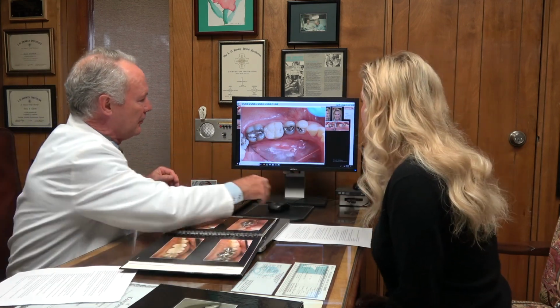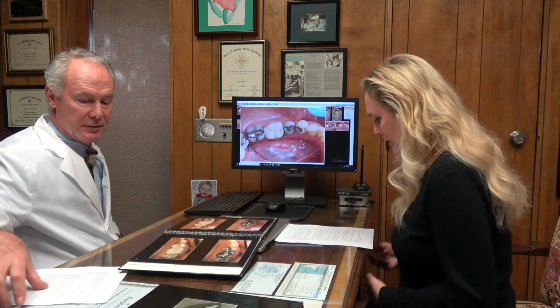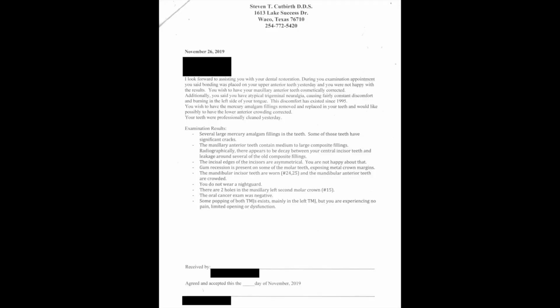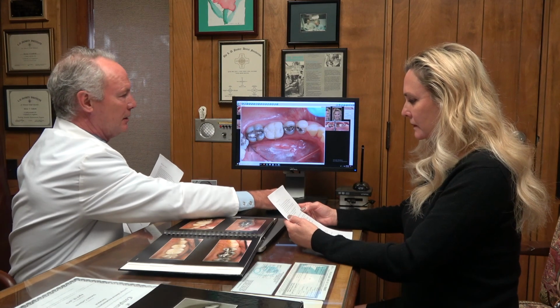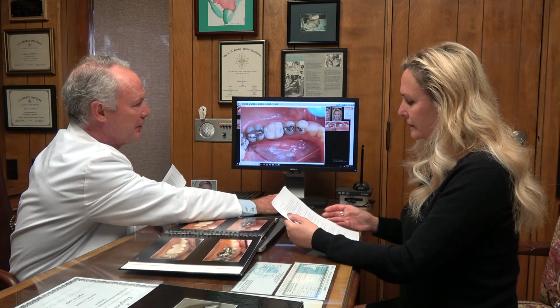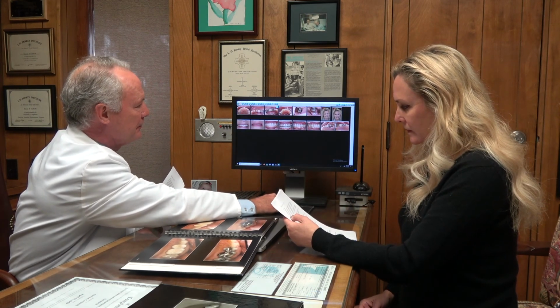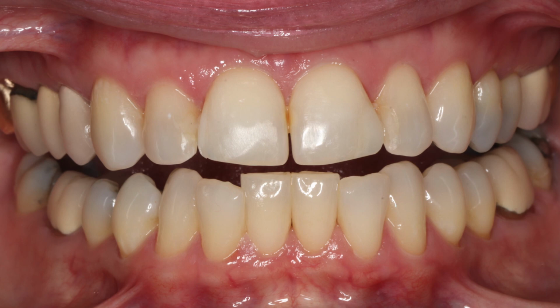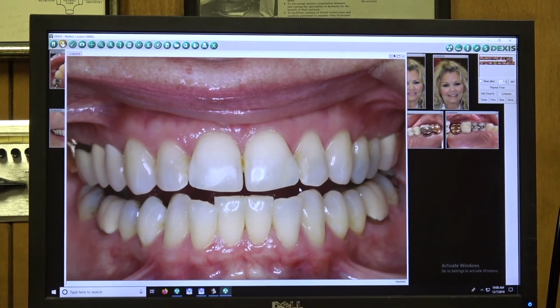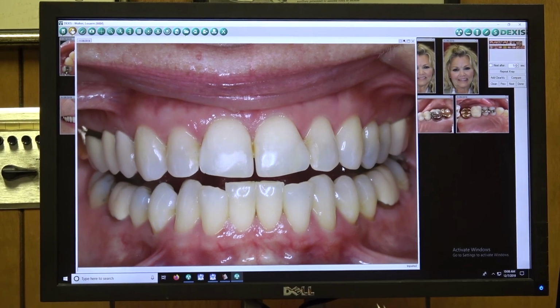Yeah. So, as I've written on your consult, let's read this sheet together. Sharon, I look forward to assisting you with your dental restoration. During your examination appointment, you said bonding was placed on your upper anterior teeth yesterday, and you were not happy with the results. This was in another dental office. Yes. Nice guy, but you didn't like the final result. And he placed bonding, and then by the time he recontoured it, he ground off this part of your tooth on these 4 teeth, right? I didn't like that part.